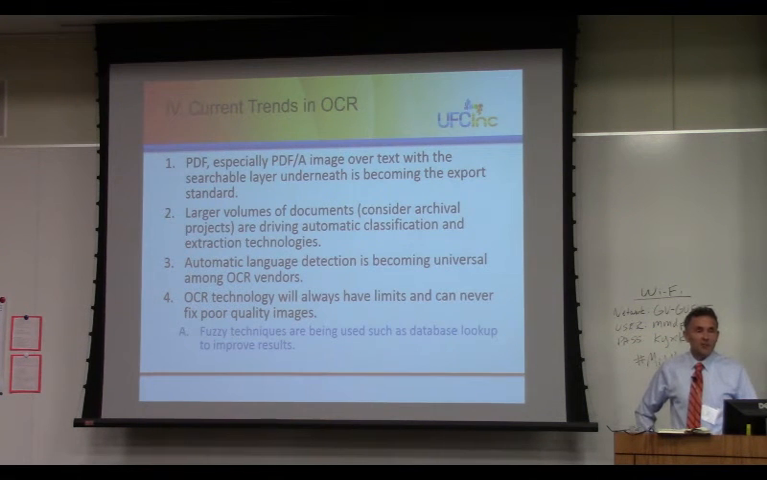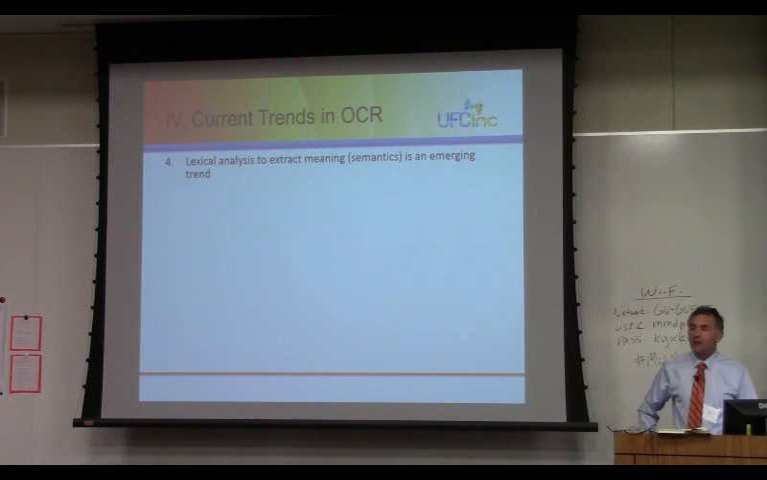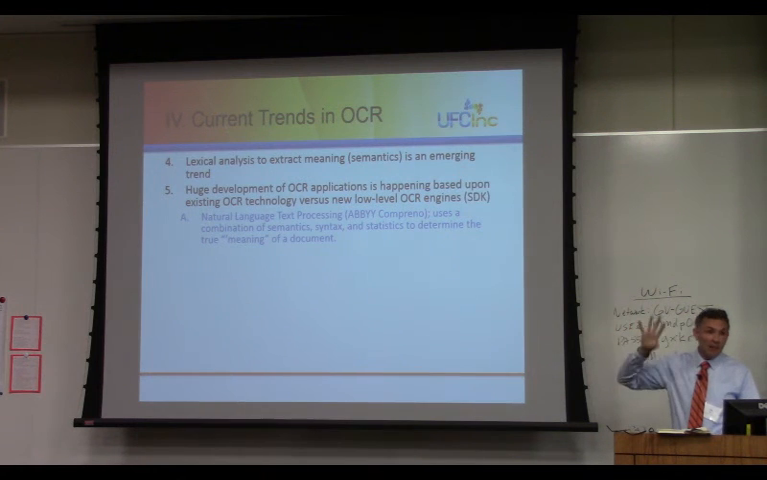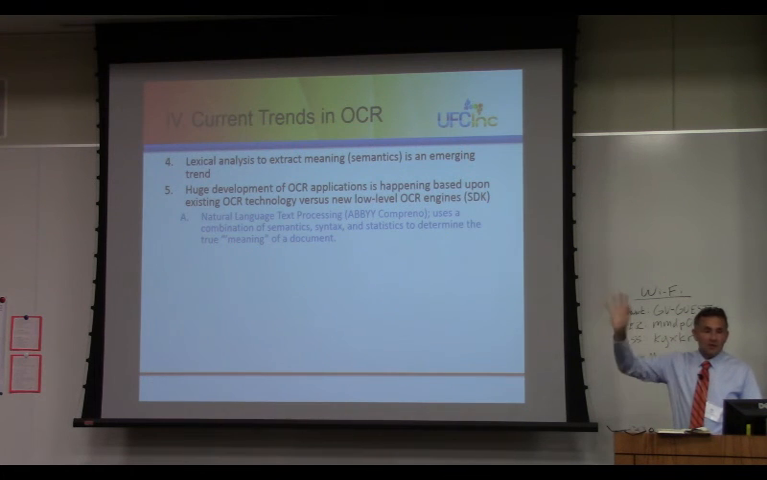Fuzzy techniques, I'm just going to run by this database lookup. We can use that to improve results. Lexical, as I mentioned, meaning-based analysis is a huge trend. Huge development of OCR applications. I had mentioned natural language text processing using some of the semantics, meaning using statistics. We're looking at light and dark areas on a document to figure out this looks like a letter, this looks like a contract, it's got a lot of logos up here, this must be an advertisement document, a marketing document. A legal contract may have a legal stamp down on the bottom from some court system that's pretty much always there. So guess what? We can always look for that because we know it's always there and identify that this is a Los Angeles court document.